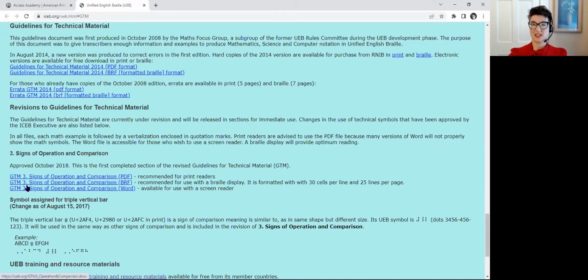So this is a replacement section 3 for the guidelines for technical material. It's available for download in PDF, BRF, and Word form, and it gives a streamlined, expanded, and more user-friendly version of the discussion of operation and comparison signs. So your pluses, your minuses, your greater thans, your less thans, all of those are talked about and covered in a very nicely laid out, updated section 3 of guidelines for technical material.